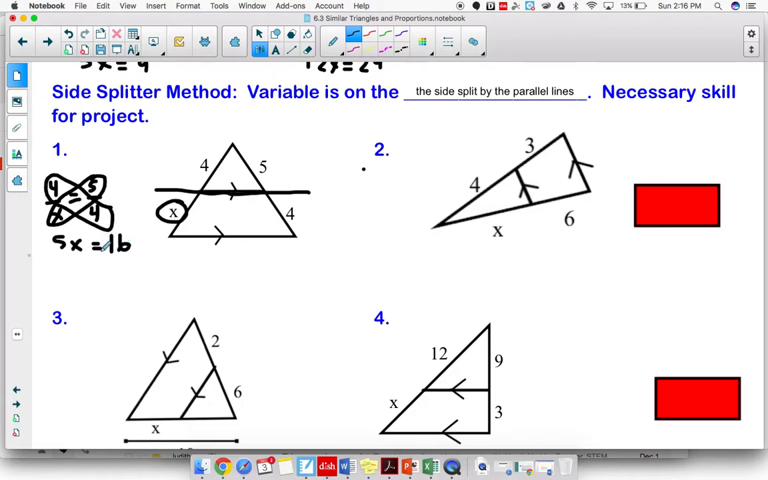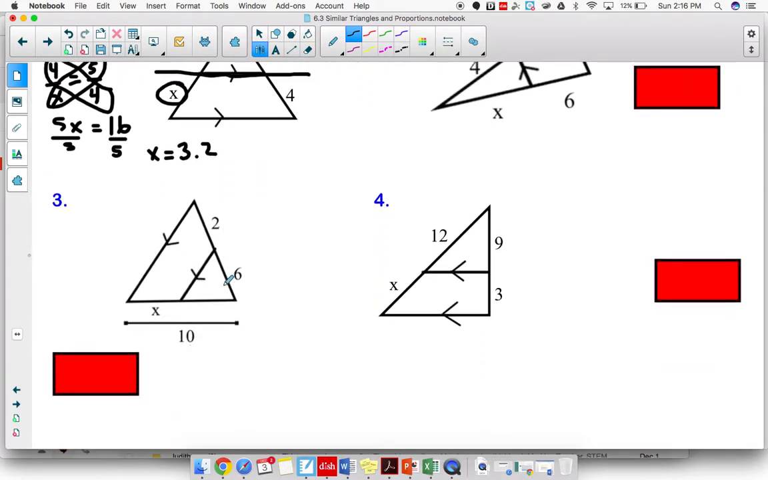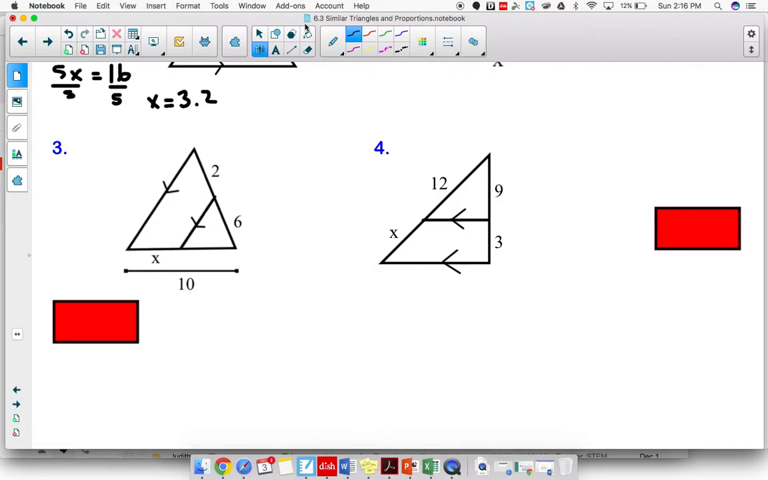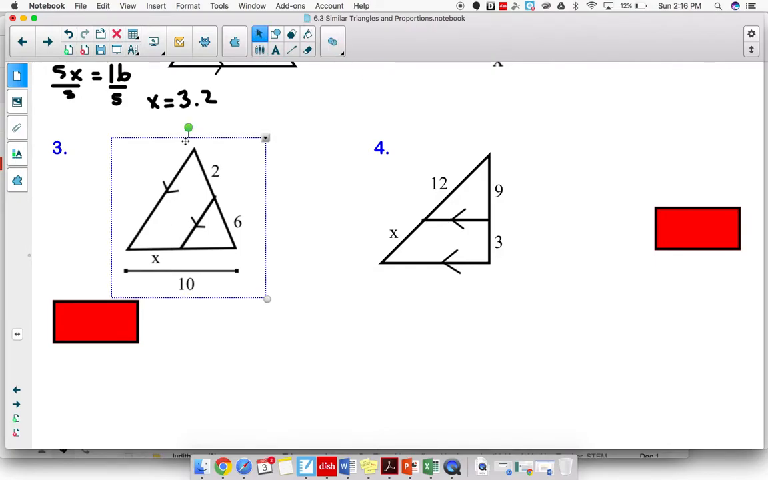How do you solve for x? Well, we isolate the variable, so I'm going to divide by 5. And if you grab your calculator, 16 divided by 5 is 3.2. All right, and then you're done with that one. Okay. Let's look at number 3.